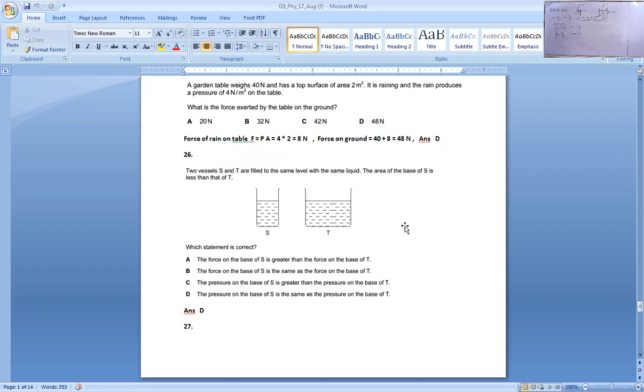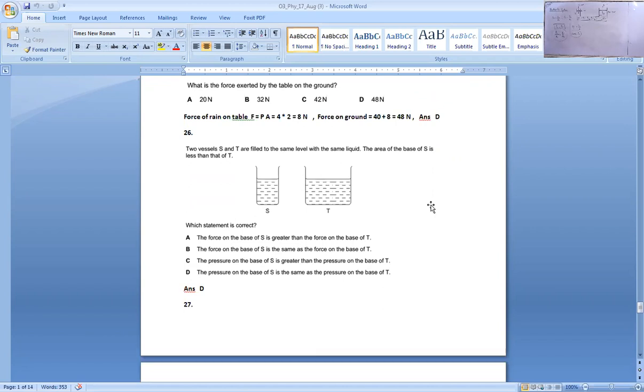Number 26 says two vessels S and T are filled to the same level with the same liquid. The area of the base of S is less than that of T. Which statement is correct? We know same liquid, same height. So the pressure on the base of S is the same as the pressure on the base of T. The pressure due to liquid is the same if the density is the same and the height is the same.